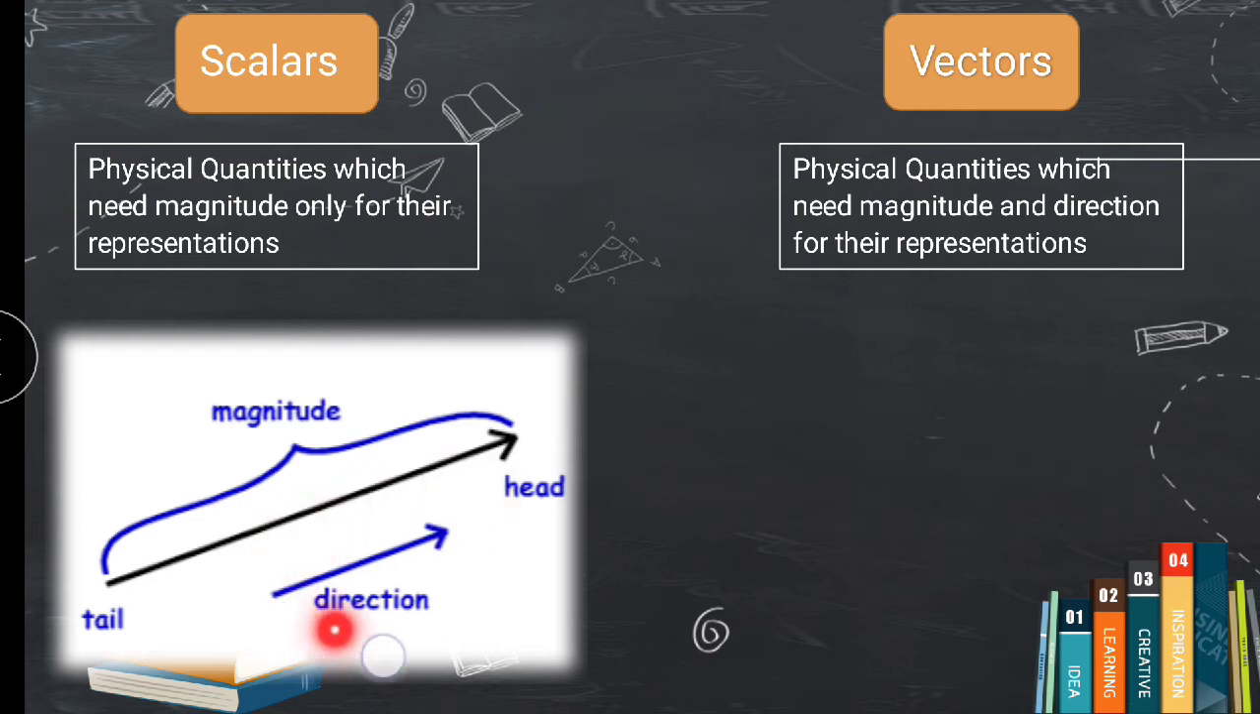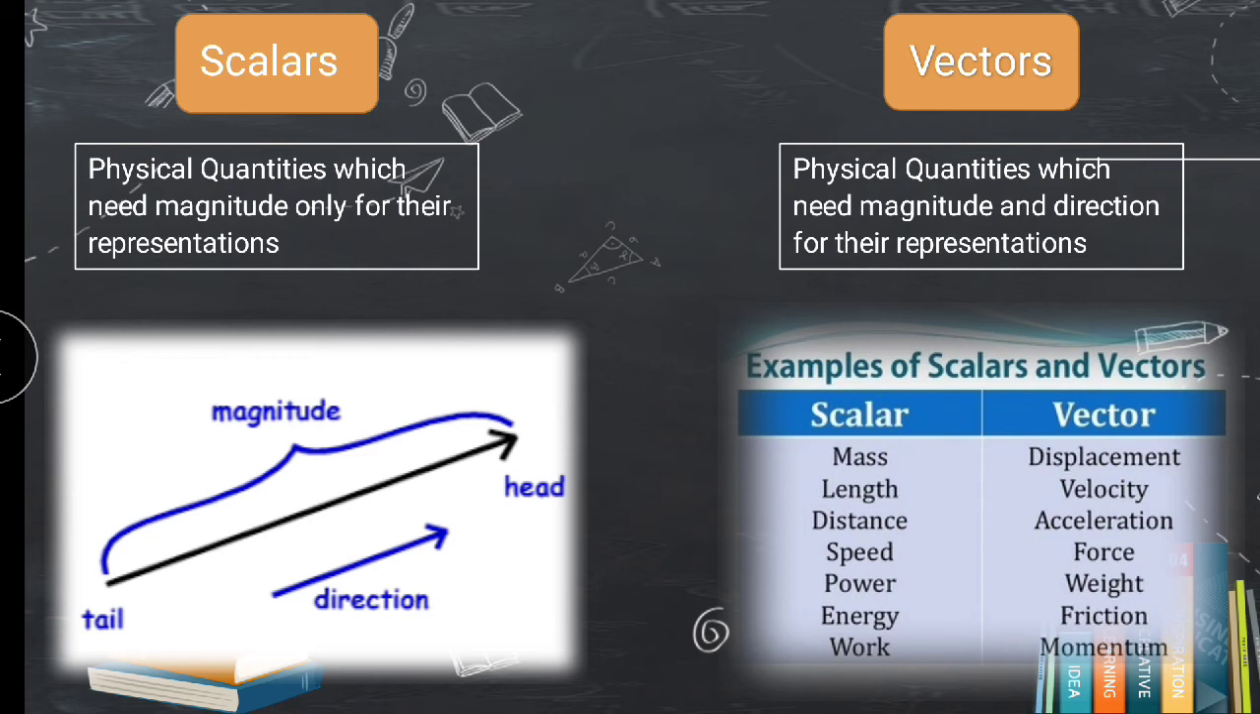Now what is the direction? We can easily see this arrow is pointing toward the up direction. So this is the direction of the arrow, right? So from this figure you can easily get the idea of what is meant by magnitude and direction, right? Now we are moving toward different examples of scalars and vectors.